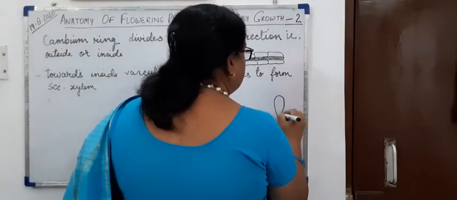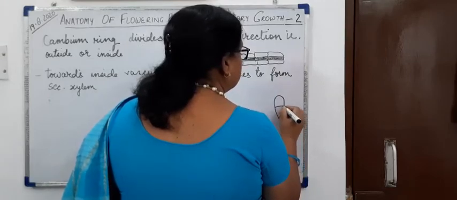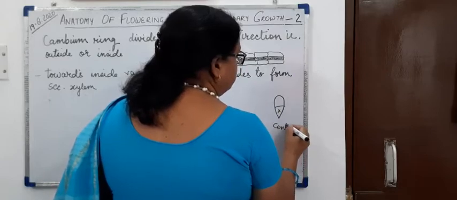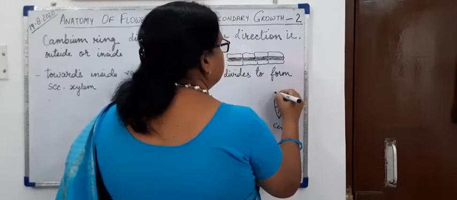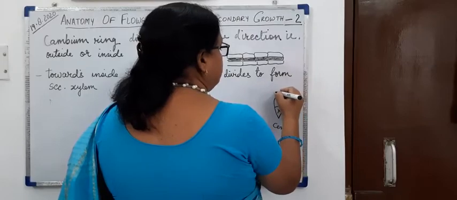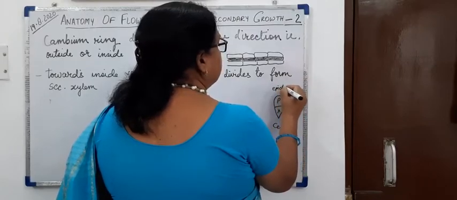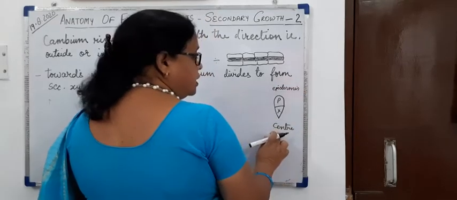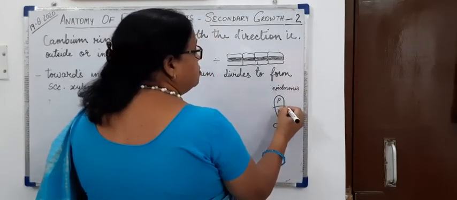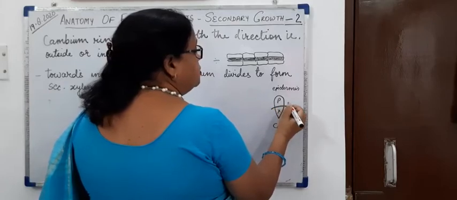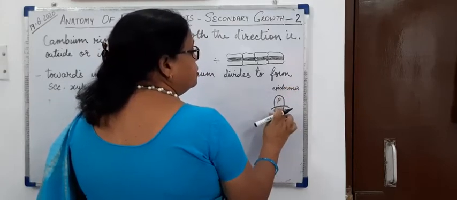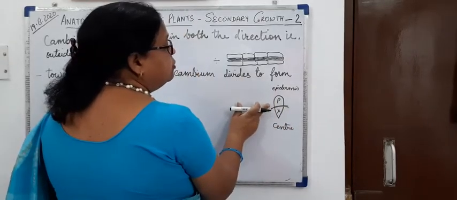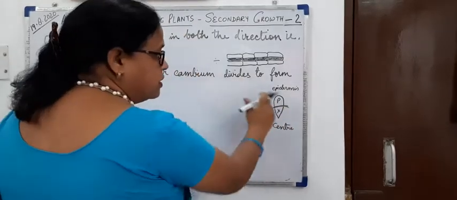Because we have seen xylem is towards the center of the stem and phloem is towards the epidermis of the stem, that is the periphery of the stem. And this is the cambium. So if this cambium produces cell inside, it will be the cell of secondary xylem. If it is producing the cell outside, it will be the cell of secondary phloem.